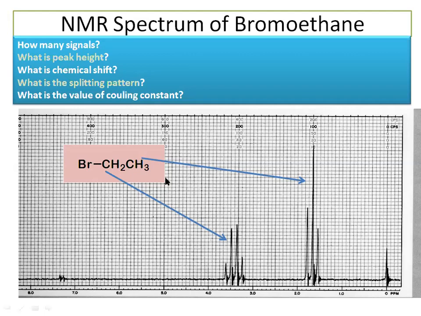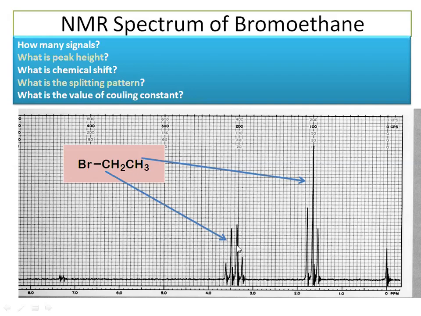The peak height is going to give us an indication about how many protons make the signal. Here the methylene has 2 protons, so naturally this is going to be a smaller signal in comparison to the methyl protons, and these will appear in the ratio of 2:3, which can be obtained from the integration value. The third question to be answered is, what is the chemical shift?